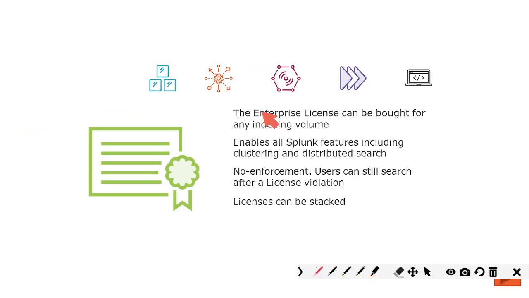If you're talking about the enterprise license, this is what is there for all the enterprises to use. You have all the features enabled, for example clustering and distributed search. At the same time, you get a no-enforcement license, which means you should still be able to perform all of your searches in the Splunk platform even after a license violation, right?